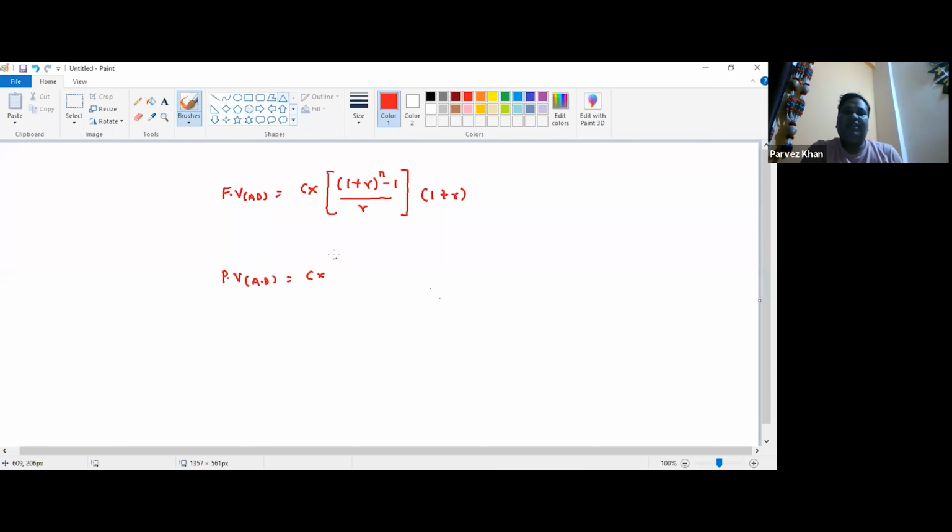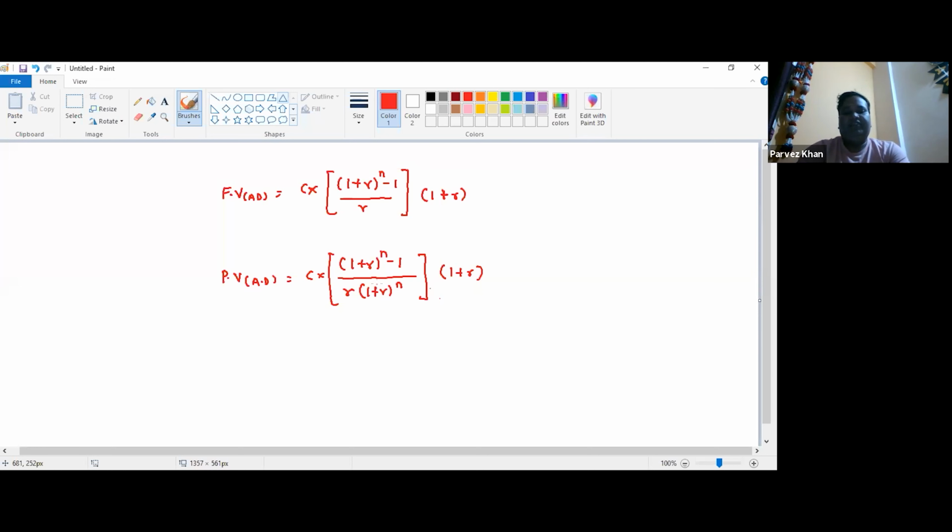This is the formula which I gave you yesterday. And if you multiply it with 1 plus R, it will become the annuity due formula. Is it clear? Yes, sir.